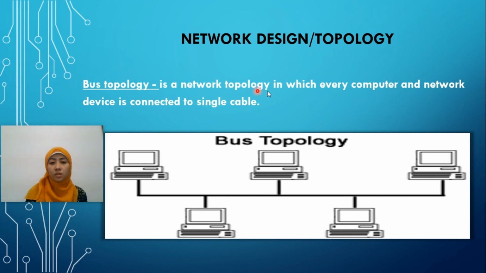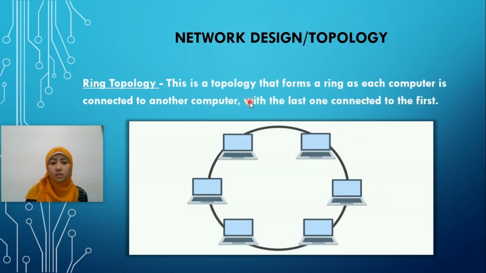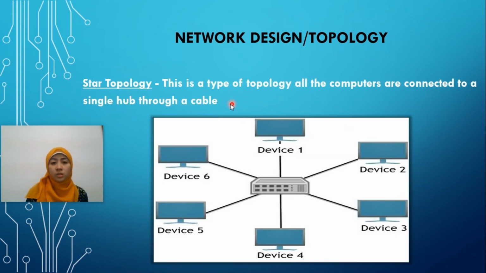Bus topology is a network topology in which every computer and network device is connected to a single cable, which is like this. Later, after I finish this, I will do the actual design in Cisco Packet Tracer. Ring topology is a topology that forms a ring, as each computer is connected to another computer, with the last one connected to the first. Next is star topology. This is a type of topology in which all the computers are connected to a single hub through a cable.